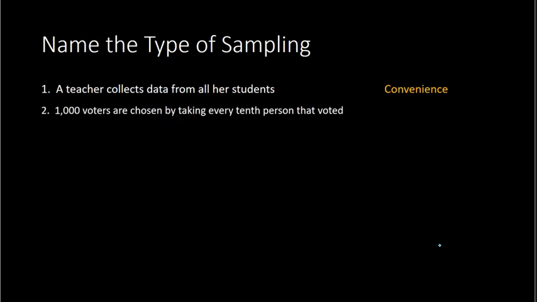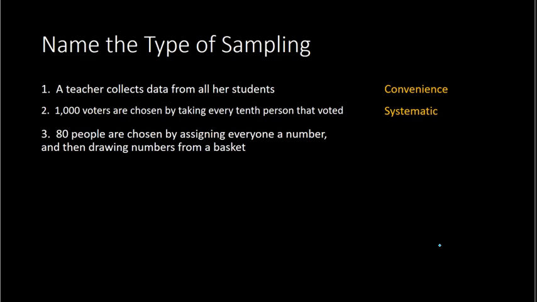Second example, we have 1,000 voters are chosen by taking every 10th person that voted. So you're sampling every 10th person. That is a systematic approach to sampling. So this would be your systematic sampling. Third type, here we have 80 people are chosen by assigning everyone a number and then drawing numbers from a basket. All right, this one would be random. You're randomly choosing numbers from a basket. So this would be random sampling.